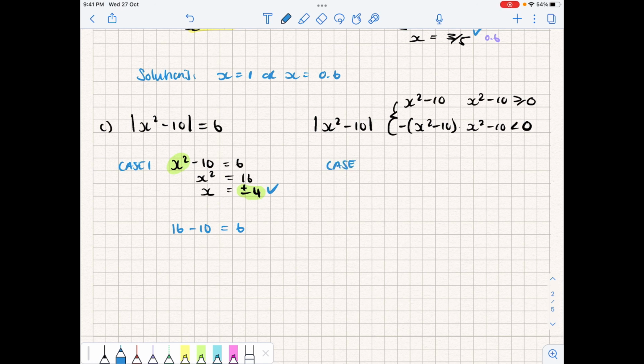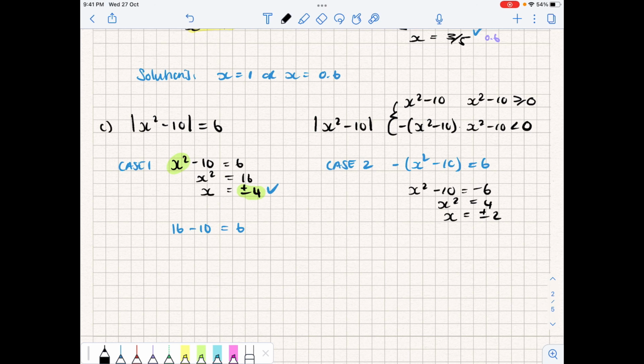Right, let's look at case number 2. This is the negative outcome. We would need to make it positive by putting a minus sign in front of it. I'll divide through by the minus sign. x squared equal to 4. Therefore, x is equal to plus or minus 2.